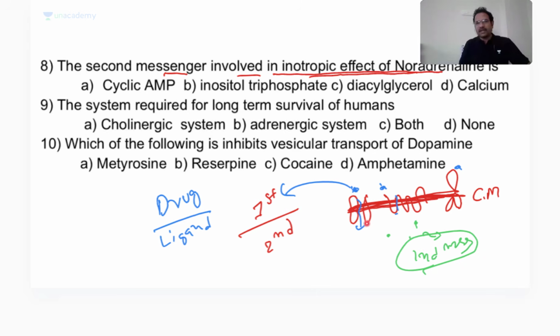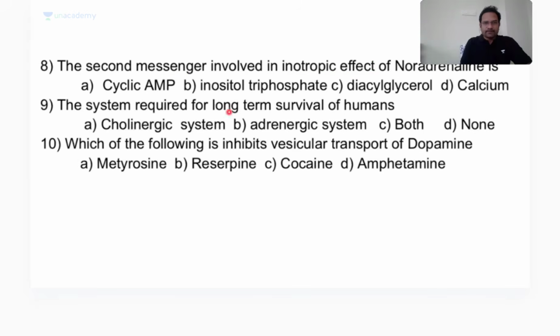So this is how the drugs will act. Now the question is about the second messenger involved in inotropic effect of noradrenaline. Noradrenaline will be acting on alpha 1, alpha 2, beta 1, beta 2 receptors. Now see, look at the options here. Inotropic effect. Now inotropic effect is what?